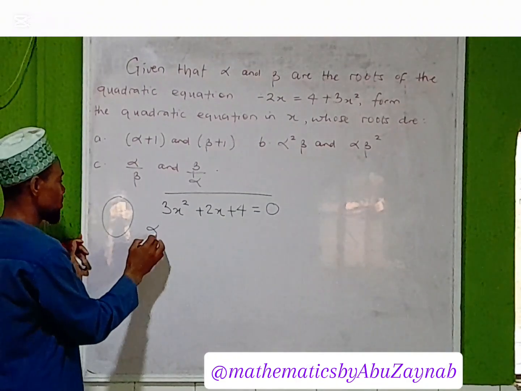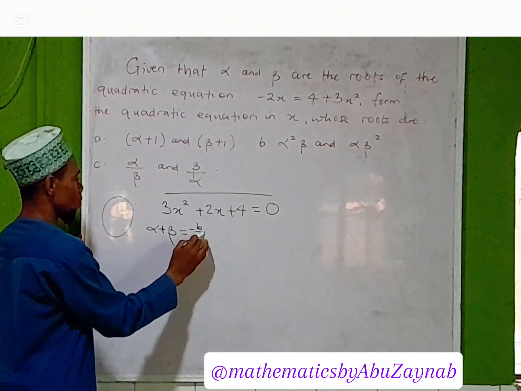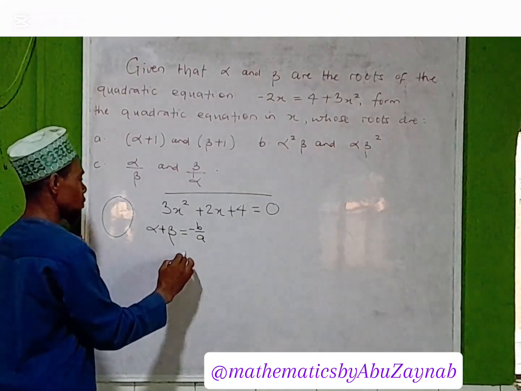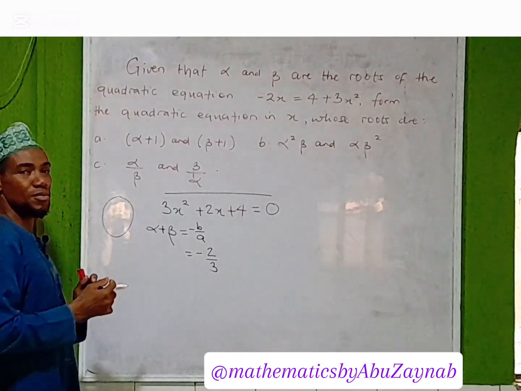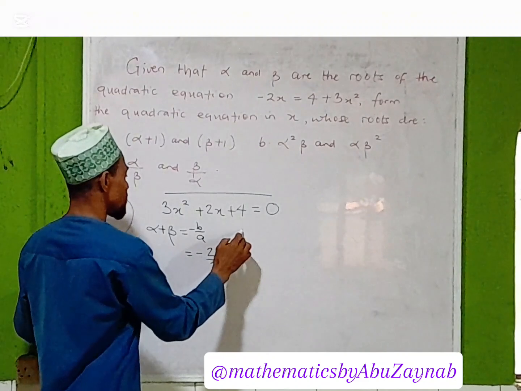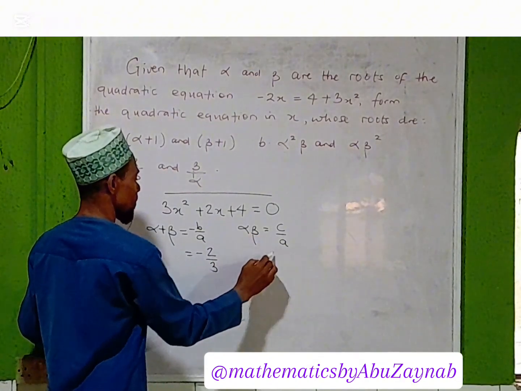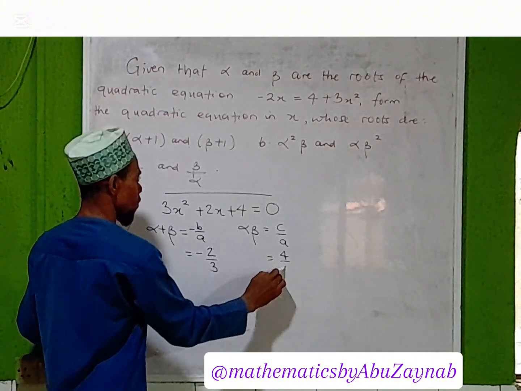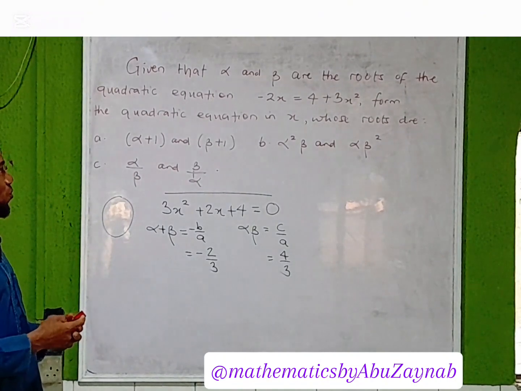Thereafter, we go to the basics. What's alpha plus beta? Which is minus b over a. And we have minus 2 over 3. Then again, what is alpha beta? Which is the product. That is actually c over a. That is 4 over 3. These are the default settings for everything we are going to do.